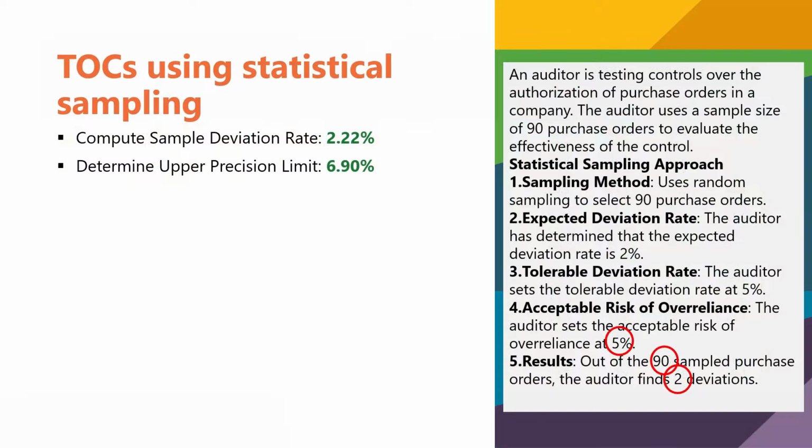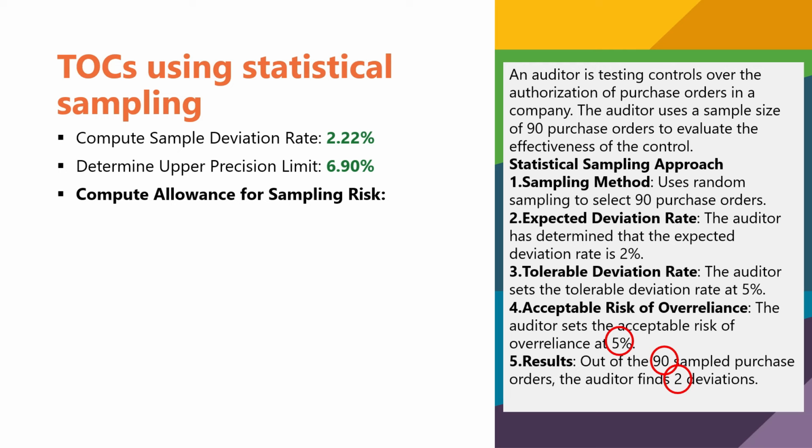So in the case of our illustration, our upper precision limit is 6.9%. So what have we done so far? We have computed the sample deviation rate. We have determined the upper precision limit. We will now compute the allowance for sampling risk.